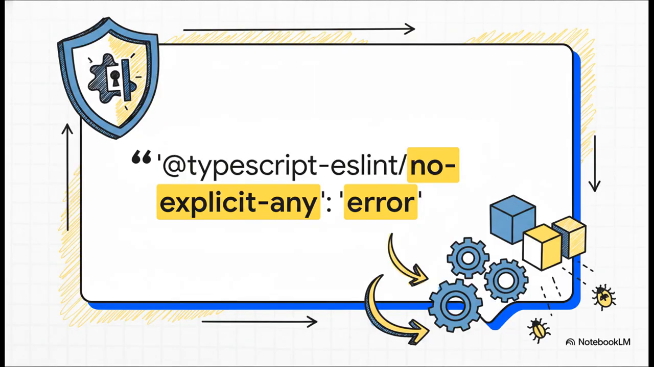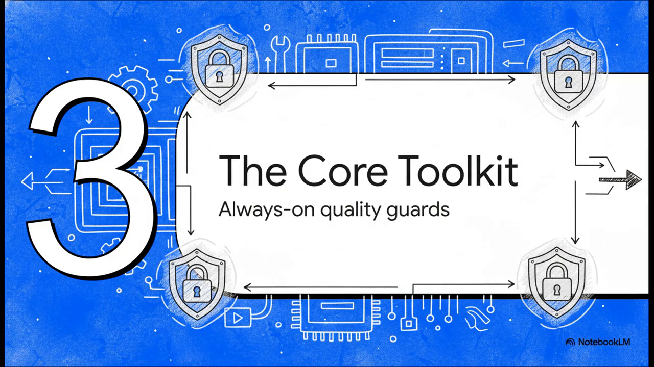And this right here, this is the perfect illustration of that commitment to quality. This one little line from the ESLint config might look simple, but wow is it powerful. By straight up banning the any type in TypeScript, it forces you to write safer, more explicit code right from the get-go. This prevents a whole class of nasty bugs before they even have a chance to happen. So, what's actually under the hood? Well, the template is packed with the core toolkit of features that are always on, basically acting as your project's personal quality guardians. Let's break down what's in that toolkit.